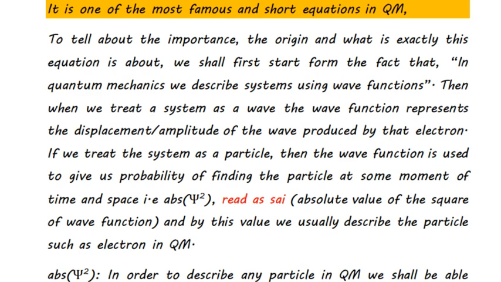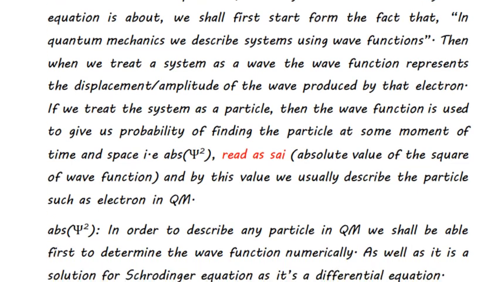start from the fact that in quantum mechanics we describe systems using the wave function. So particles or electrons have dual nature. That means particle and wave nature. Then when we treat a system as a wave, the wave function represents the displacement or the amplitude of that wave produced or generated from that particle or electron.